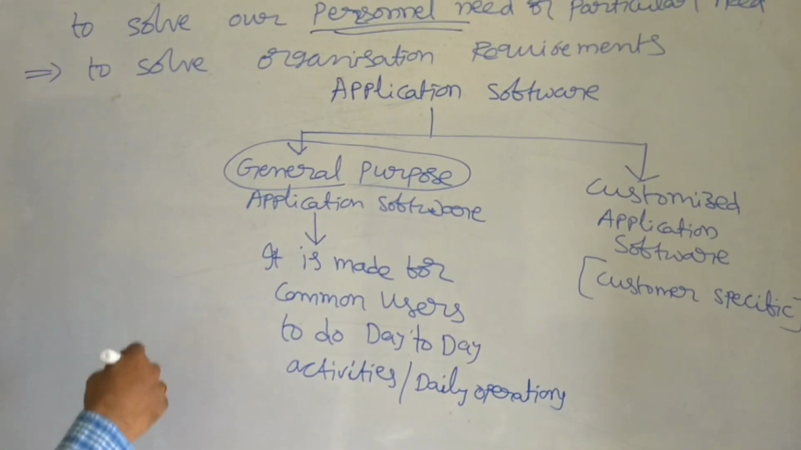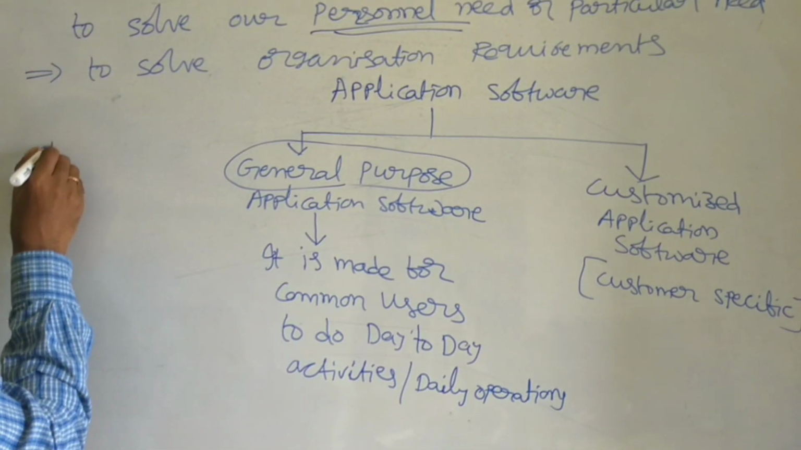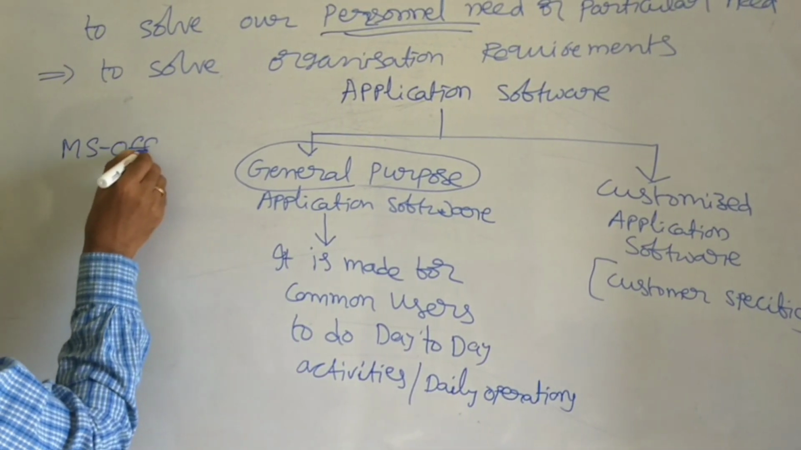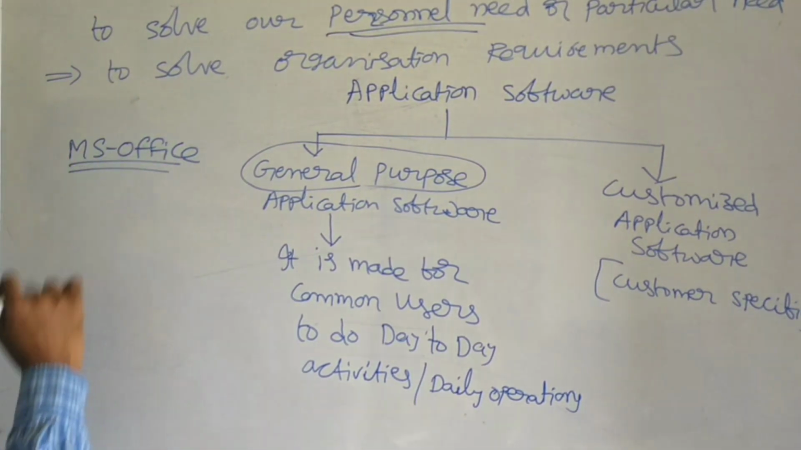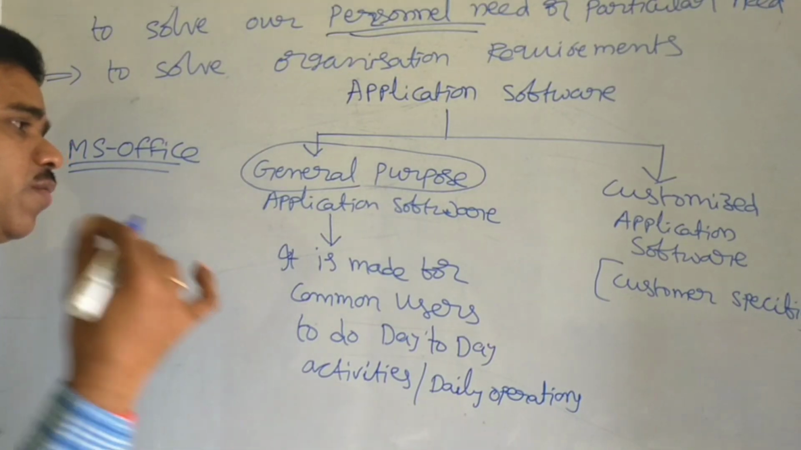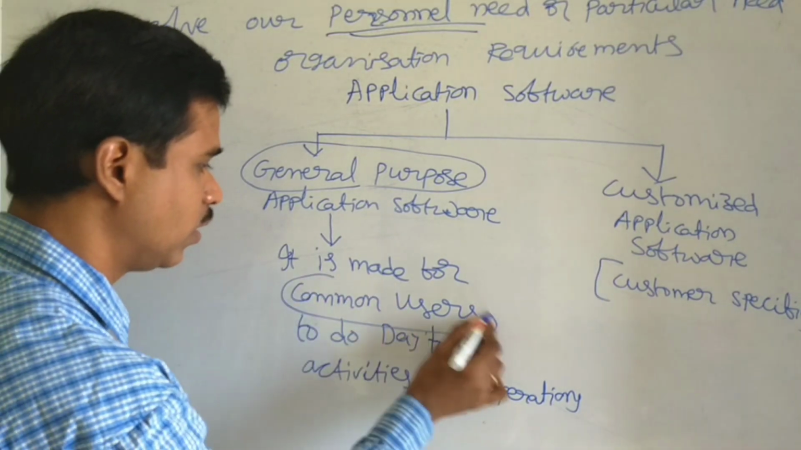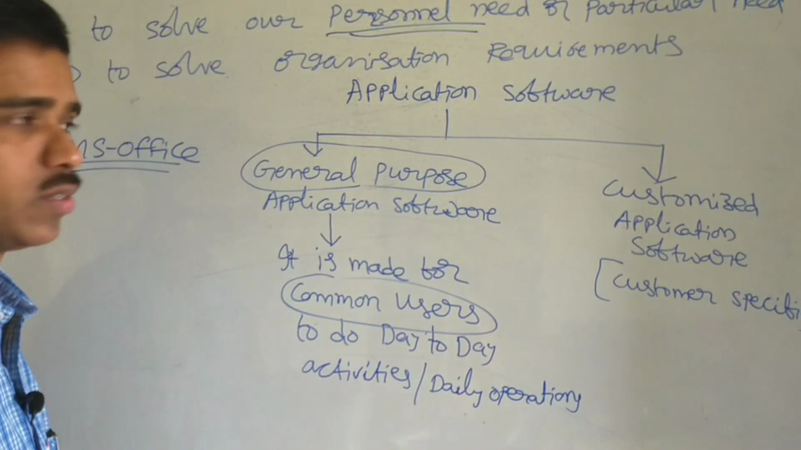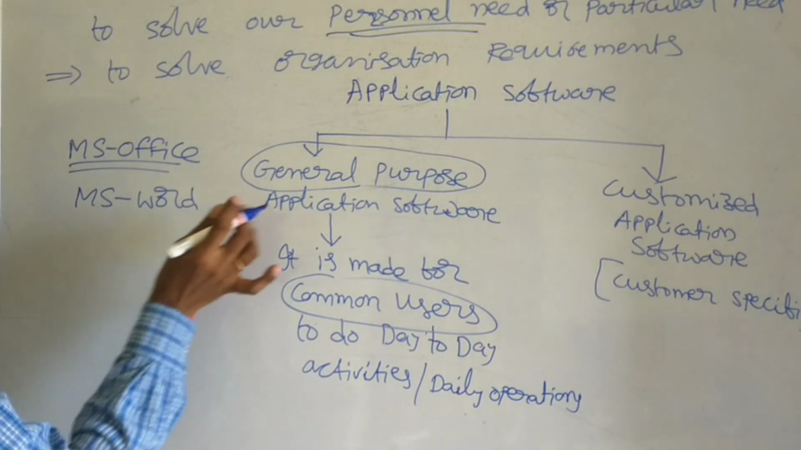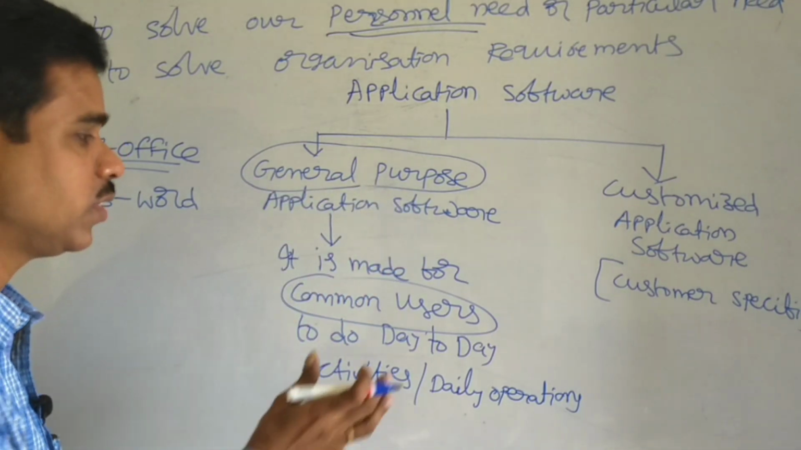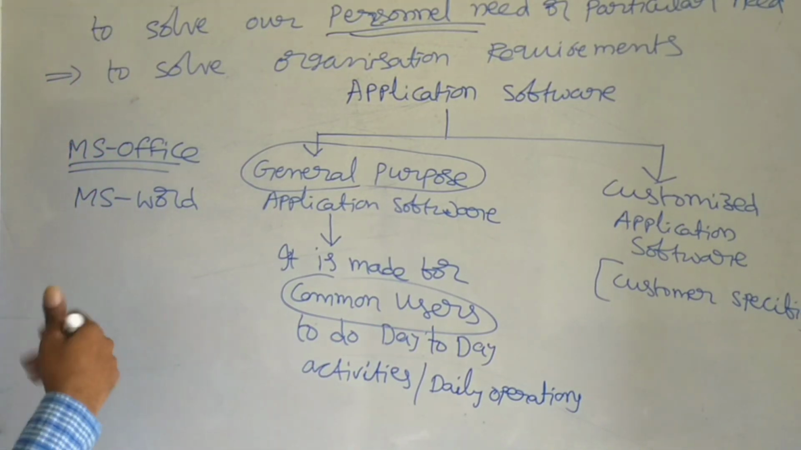For example, if you want to work with the documents, if you want to store the data in the documents, generally we are using MS Office software. MS Office, in the name itself the meaning is there, it was developed by Microsoft Corporation. It is used for office purpose. If anyone wants to prepare a resume, or a biodata, it is made for common users. Anyone can prepare the document. So for that purpose, in the MS Office, we are taking the help of MS Word. That's why I told you it is general purpose. Why? Because it was made for common users. Anyone can use it to prepare the resume, to prepare the biodata.